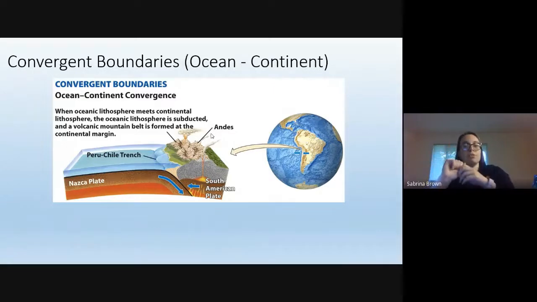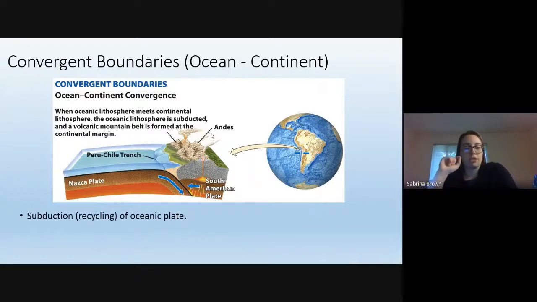With ocean-continent convergence, this is when you have an oceanic plate and a continental plate. Here we get subduction or recycling of the oceanic plate, and it will always be the oceanic plate because oceanic lithosphere is more dense than continental lithosphere. A really good example of this is the South American coast, where we have the oceanic crust subducting underneath the South American plate, and this is where we have the Andes Mountains and an associated trench called the Peru-Chile Trench.